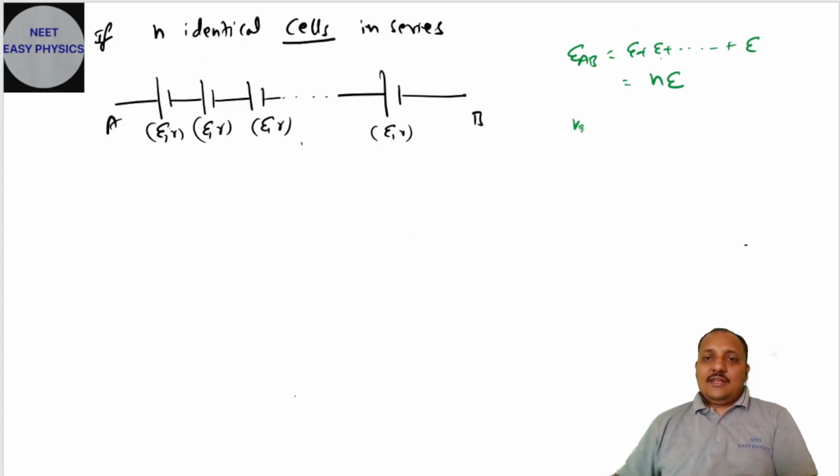Now what is R equivalent? r plus and so on r. How many r's are there? nr. Now all these are connected correctly. Negative is connected with positive, negative is connected with positive. So they will give this. If two cells or one cell is connected wrongly, let us assume, we will see for four cells.